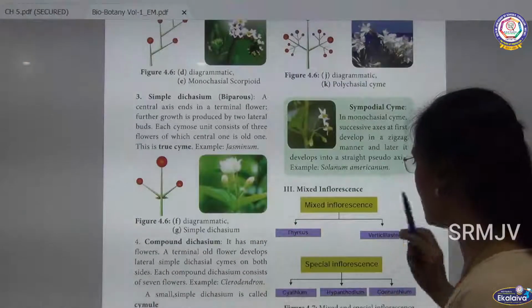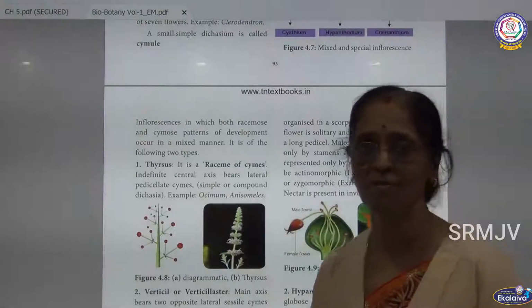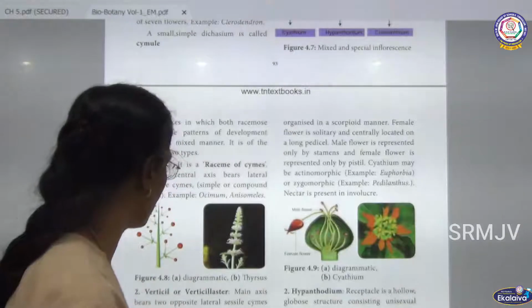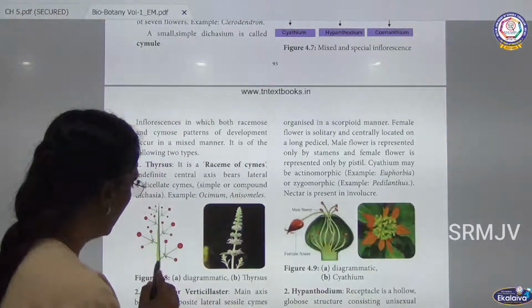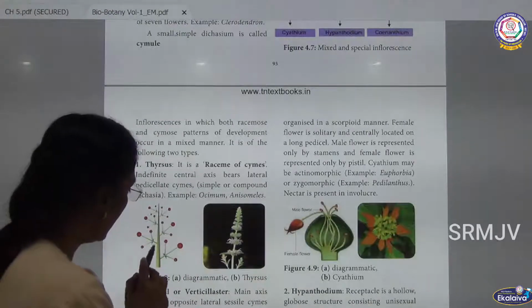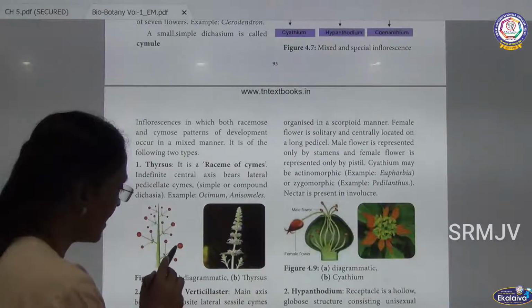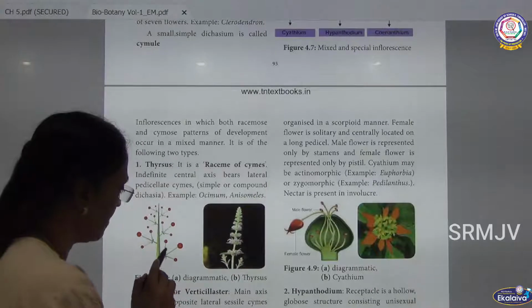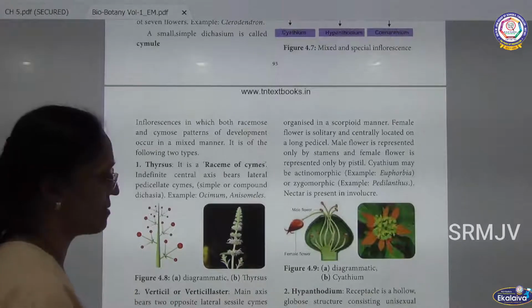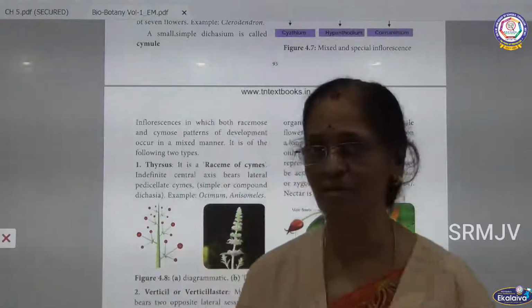Now, when it comes to the mixed inflorescence, where do you find it? We said the mixed inflorescence is the inflorescence which has a racemose as well as a cymose pattern. Here you will find it in this picture. This is the racemose inflorescence, where the main axis is unlimited in growth, and here you will find a cymose pattern. This is the axis on which the flower is borne, with the 2 lateral bracts again. So you will find 3 in this unit. This kind of inflorescence is what you call a racemose mixed inflorescence.